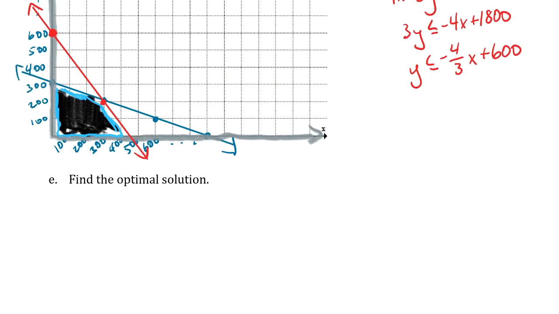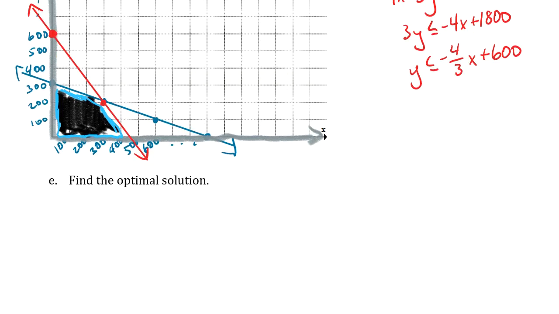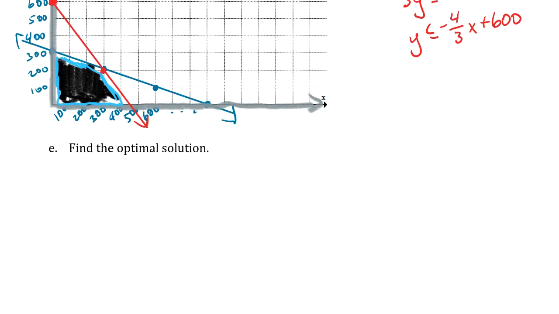All right, so find the optimal solution. So again, we're going to be doing this by corner points. So if we want to do this by corner points, our first thing we have to do is find those corner points. So we got 0, 0, 0, 300, 300, comma 200, and then, that one's not a nice point.